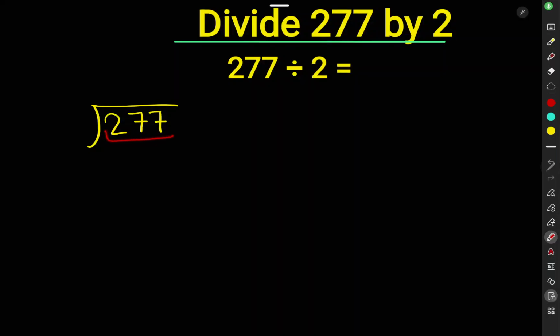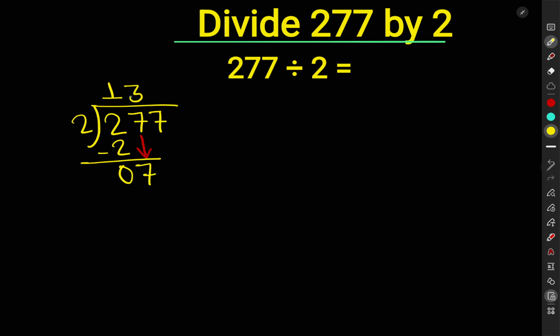Divide 277 by 2 in long division method. So 2 times 1 means 2. On subtracting we get 0. So now we put down the number beside this 7.